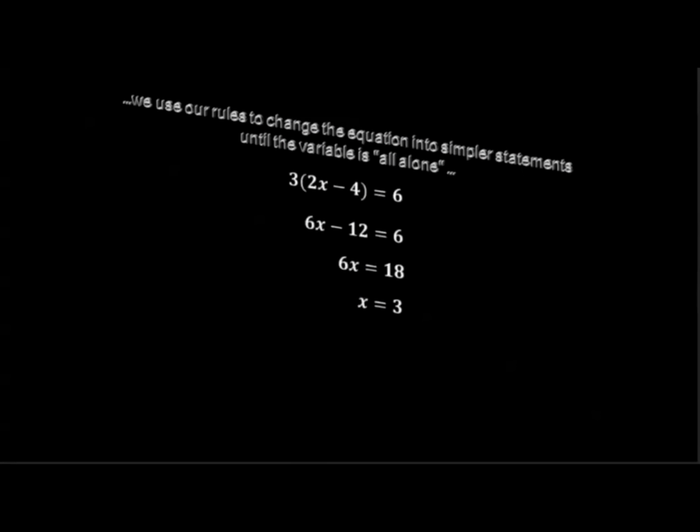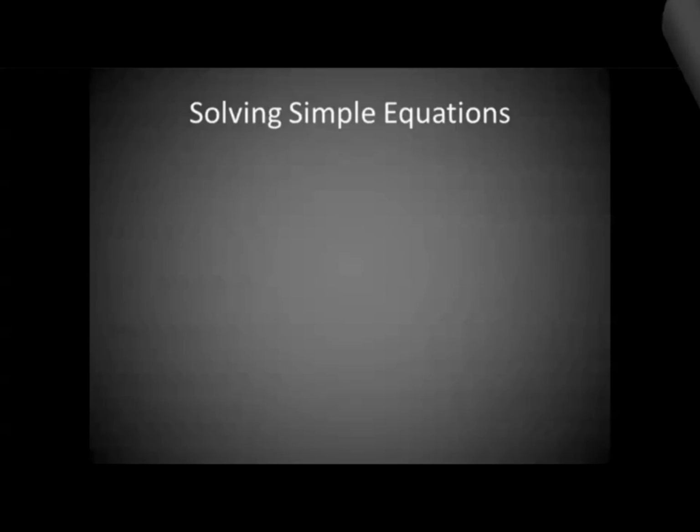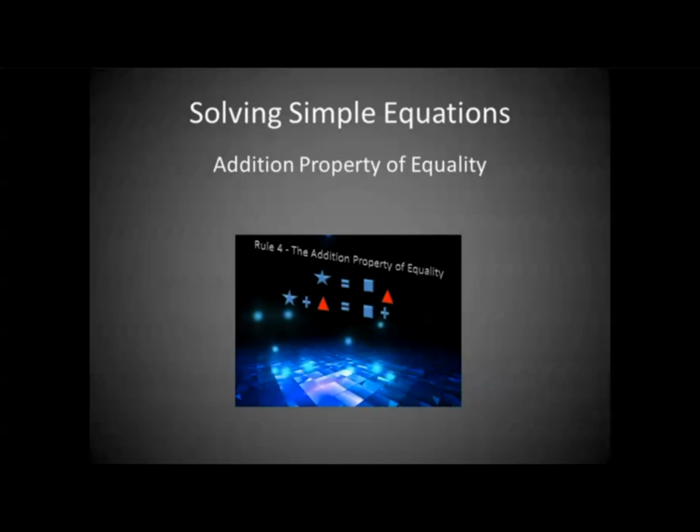This is an example of the solution of an equation. We start with the equation in its most complex form. We use our rules to simplify that equation and make it simpler. We use our rules again to make it even simpler in form. And finally, in this example, in the next step, we make our equation into its simplest form. Our first basic pattern will use the important addition property of equality.